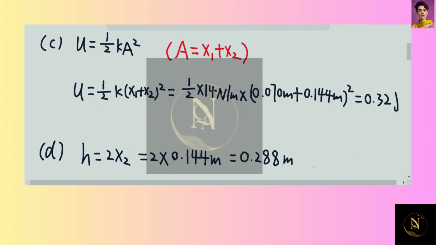And for question D, remember we stretch about 0.144 meter. So the distance the block will travel after I release it should be 2 times the distance I stretch, okay? Because it will bounce up and down like an oscillation. So it's 2 times x2, which is 2 times 0.144 meter, which is 0.288 meter.